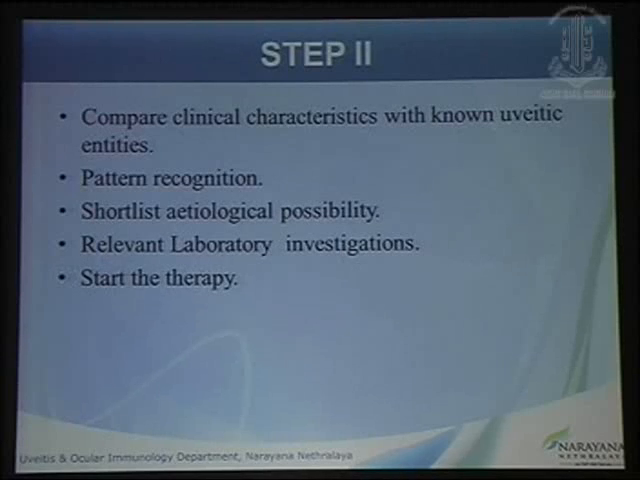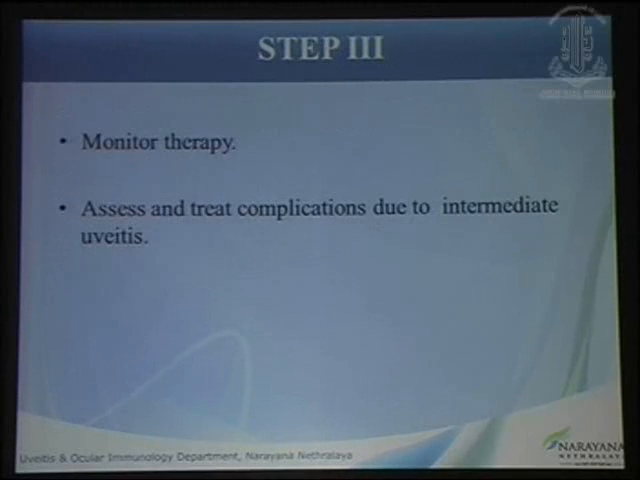Then we need to compare the clinical characteristics with known uveitic entities. Basically, it's pattern recognition. Depending upon the pattern, you shortlist the etiological possibilities. Depending upon the etiological possibility, we order relevant laboratory investigations and start the patient on treatment. And also we need to monitor the treatment and assess and treat the complications due to intermediate uveitis in the follow-up period.